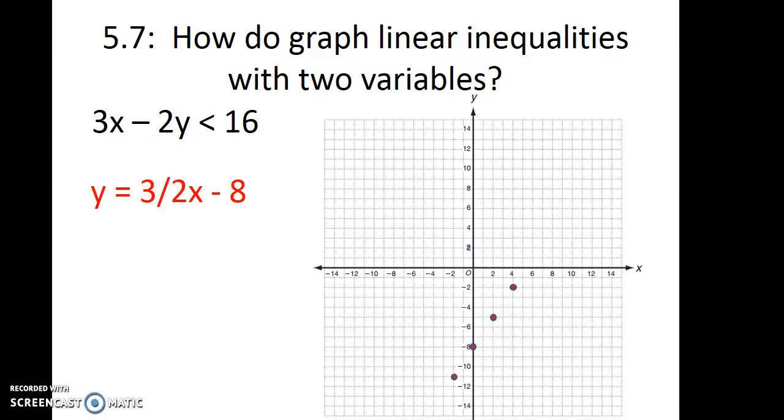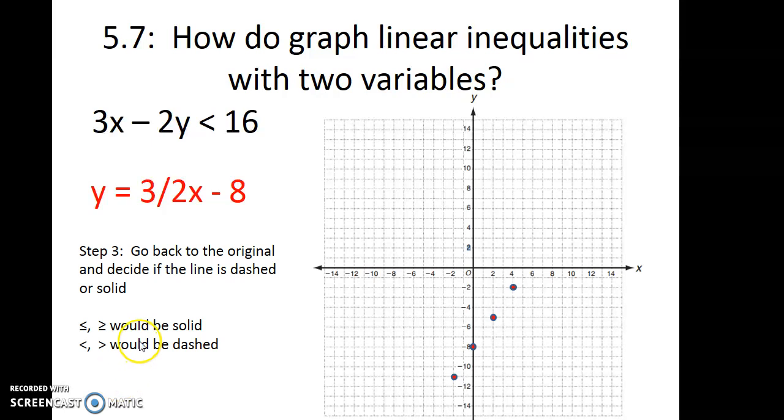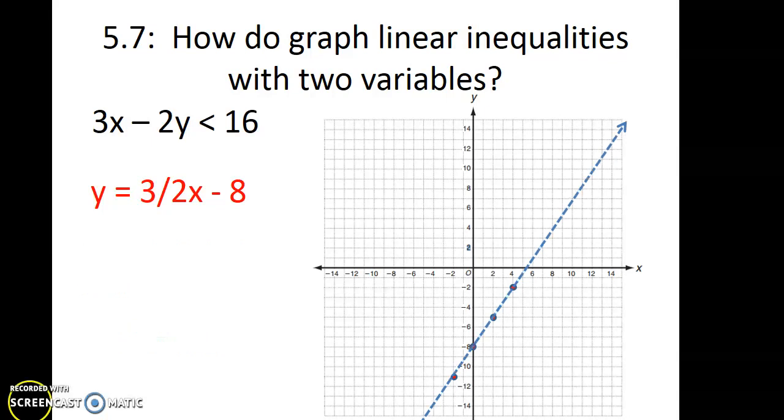When I go to draw a line, I need to think, should it be dashed or solid? I need to go back to the original inequality. If there is a greater than or equal to or less than or equal to, then you would draw a solid line, filling it in, because that line is also a solution to the inequality. But when it's just greater than or just less than, then it is a dashed line because the line is not part of the solution. So now the line goes through, and it's dashed.